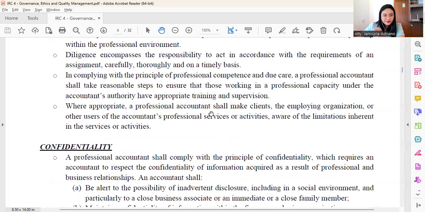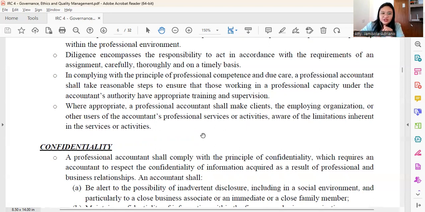Where appropriate, a professional accountant shall make clients, the employing organization, or other users of the accountant's professional services or activities aware of the limitations inherent in the services or activities. So you should not guarantee 100% to your clients or to the users of your reports. You would not say this is 100% perfect. No, rather you have to inform them that there are certain limitations.